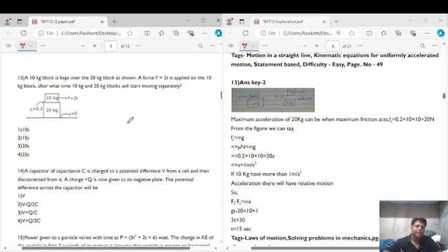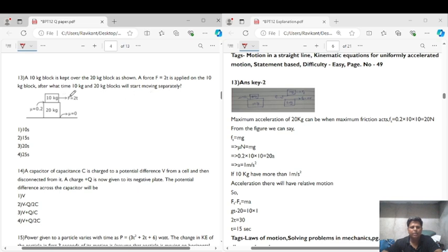Now let's see question number 13. It says that a 10 kg block is kept over a 20 kg block as shown in the figure. Now the force F equals 2T is applied on the 10 kg block. After what time will the 10 kg and 20 kg blocks start moving separately?